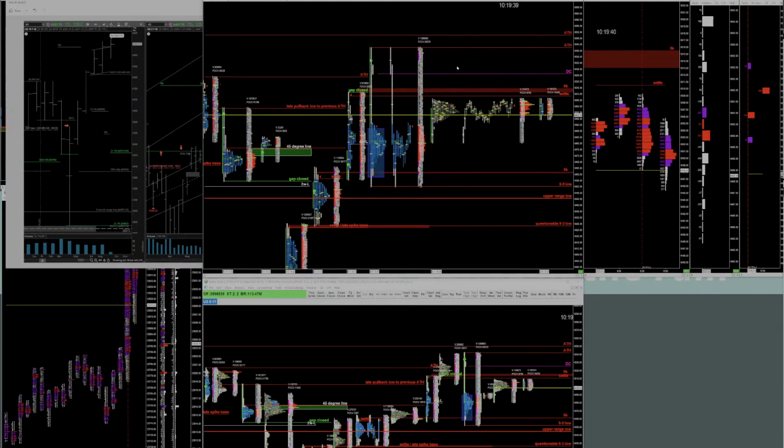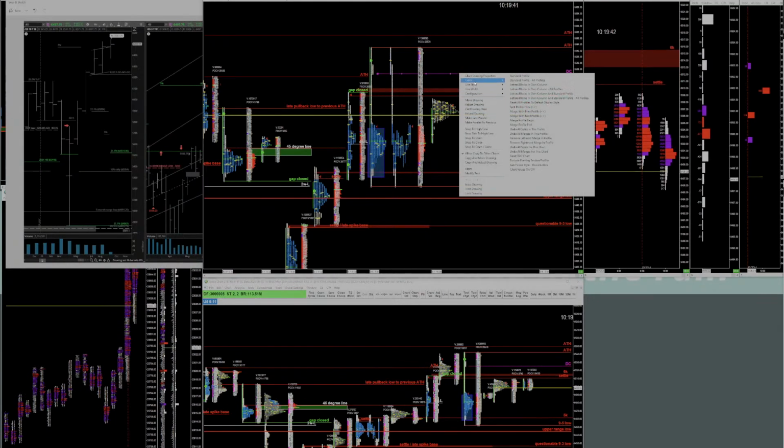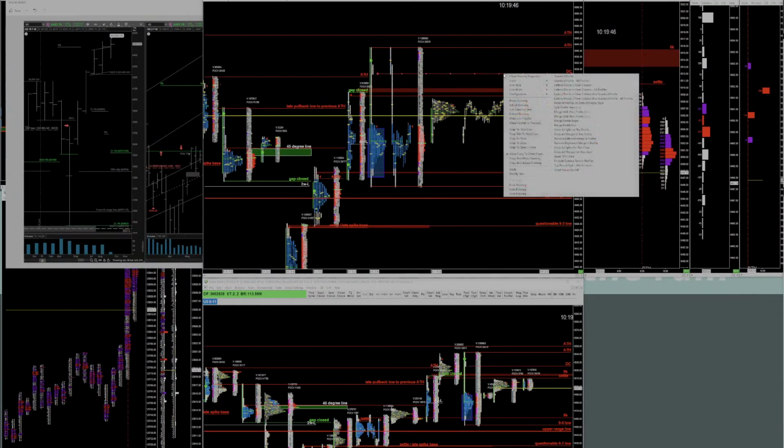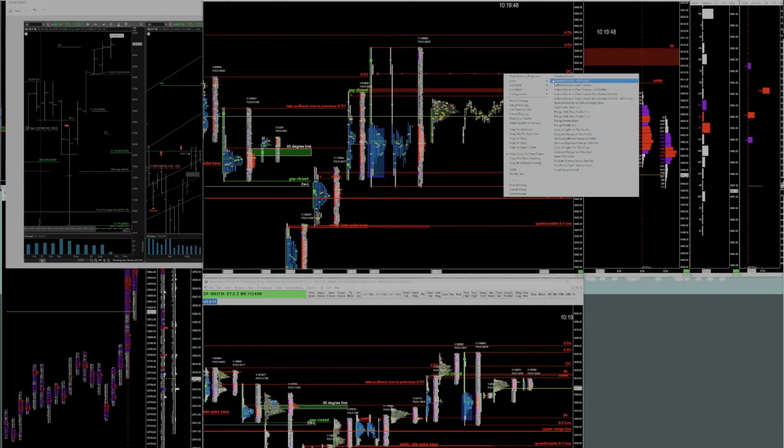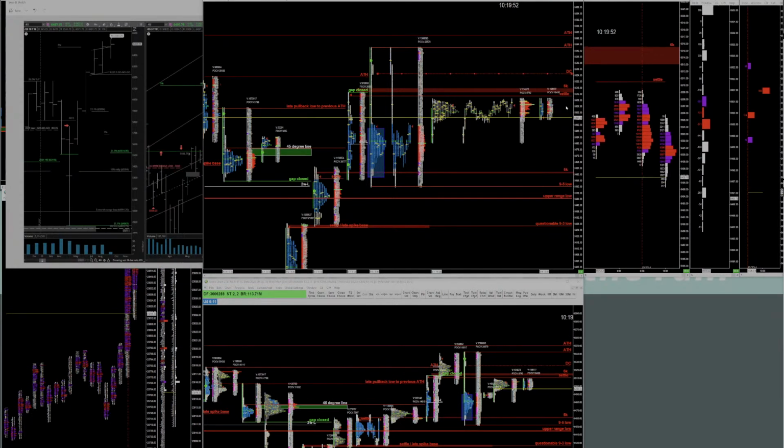Let's do pink. No, I don't like pink. Let's do white. No, let's keep it white, but let's make it look different. Oh, that's not that.